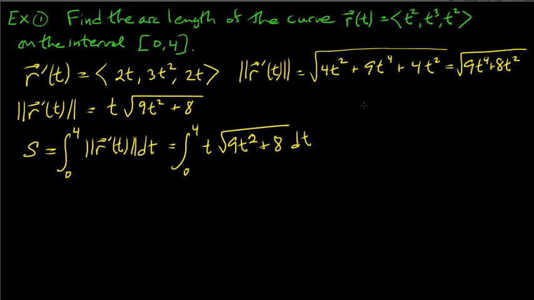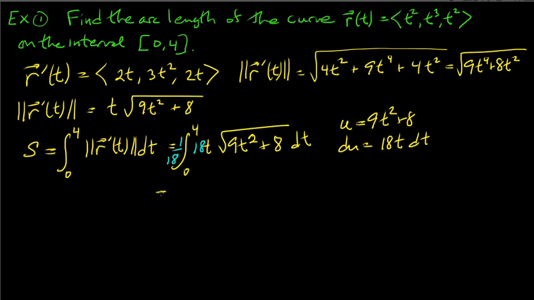But okay, let's do it. This is just going to be an ordinary substitution. u will be 9t squared plus 8. So the derivative of u will be 18 times t dt. We have the t here. We just have to multiply by 18 and then divide by 18 on the outside.